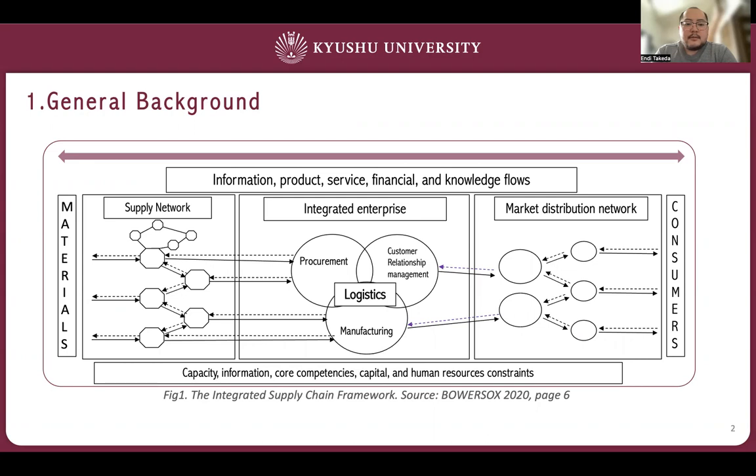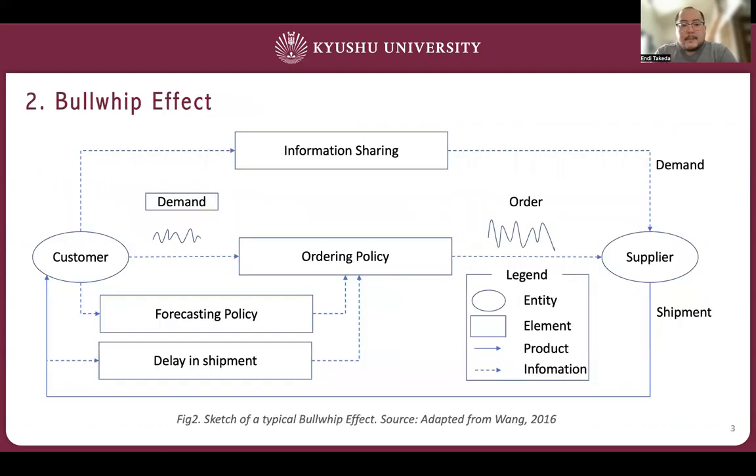My research is going to be focused more on the logistics part of the supply chain, and also more on the information flow of the supply chain. When we talk about the Bullwhip effect, there are some factors that affect it, for example, ordering policy, forecasting policy, and delayed shipments.